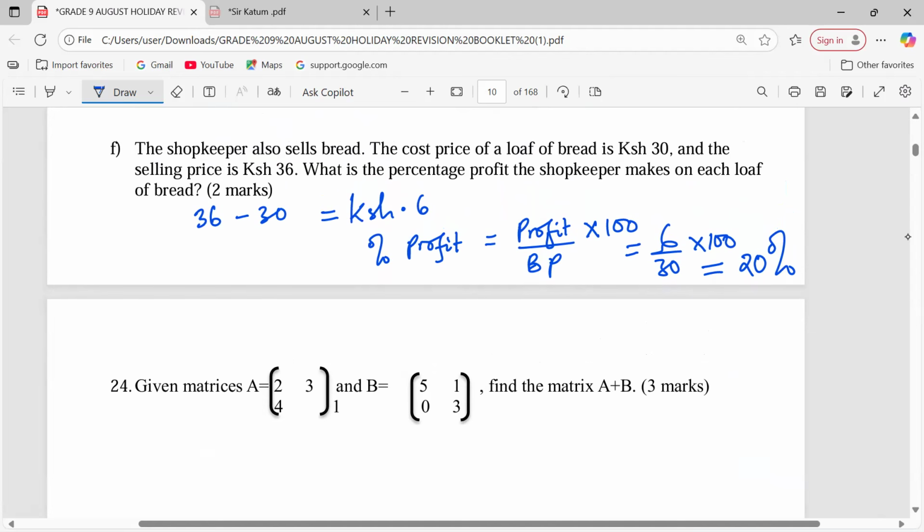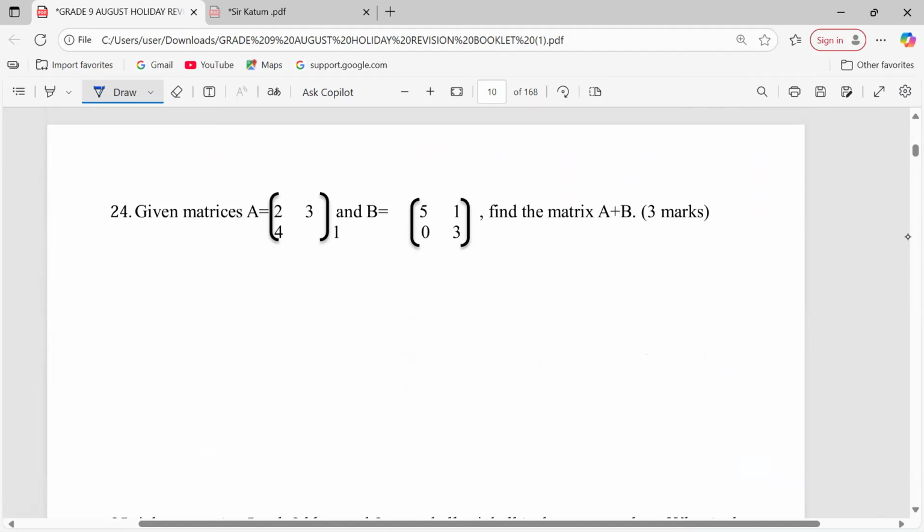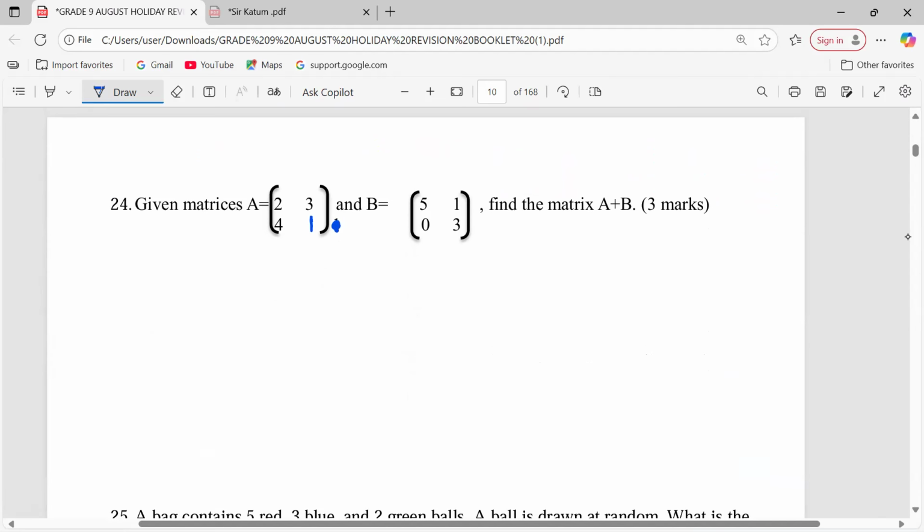We proceed to question number 24. Given that the matrices A equals 2, 3, 4, 1. I'm sorry for this, this is a typing error. It should be inside the brackets. 2, 3, 4, 1. Then B is 5, 1, 0, 3. Find the matrix A plus B.